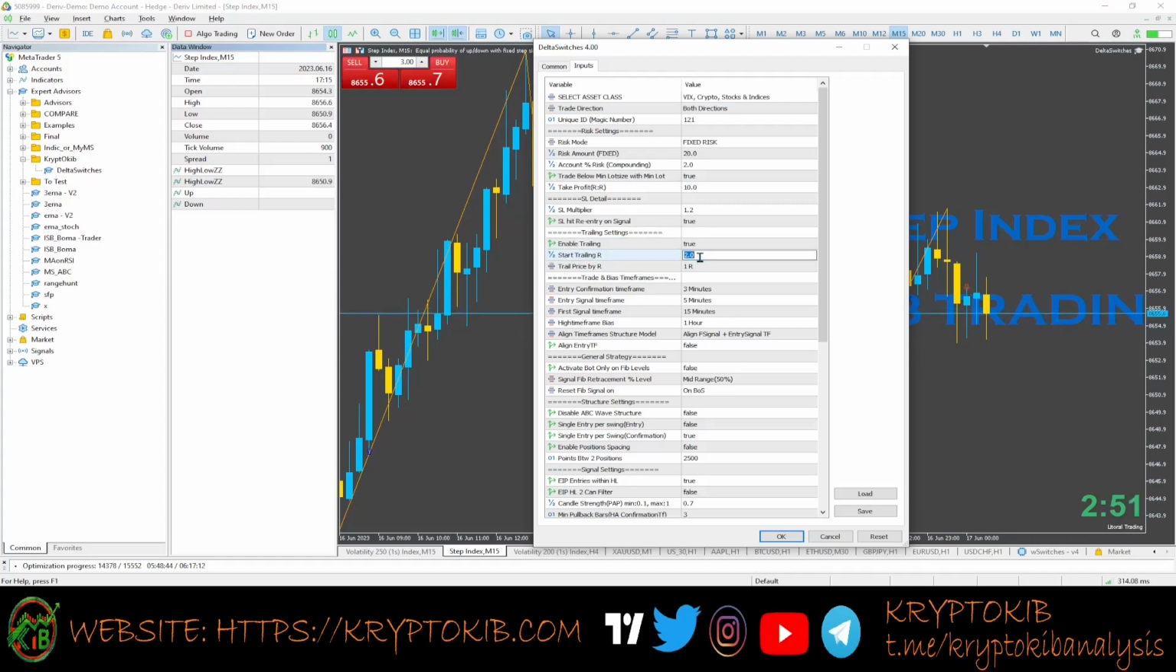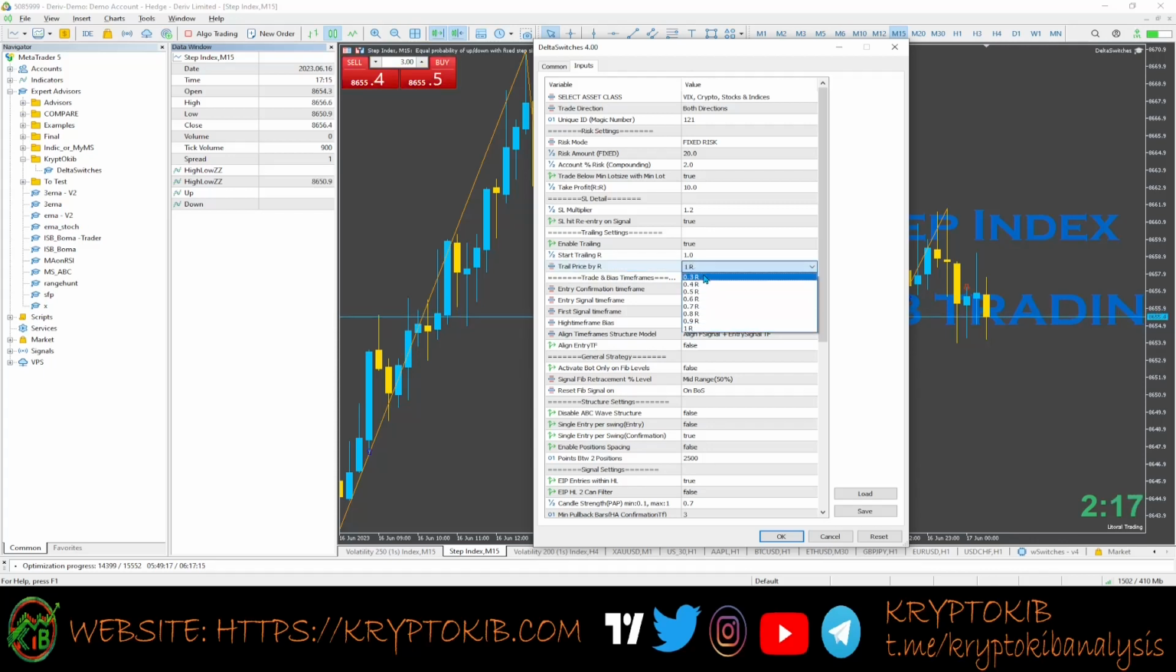Some people like to trail early, so that the moment you're in a trade, if you start making profit to the tune of 1R and you want to move your stop loss to break even, then put 1R. So that means once you're in a trade and the trade goes 1R in your favor, then select 1R here. The moment price reaches 1R, your profit gets to 1R, it will trail stop loss by 1R from current price, which will put your stop loss on break even.